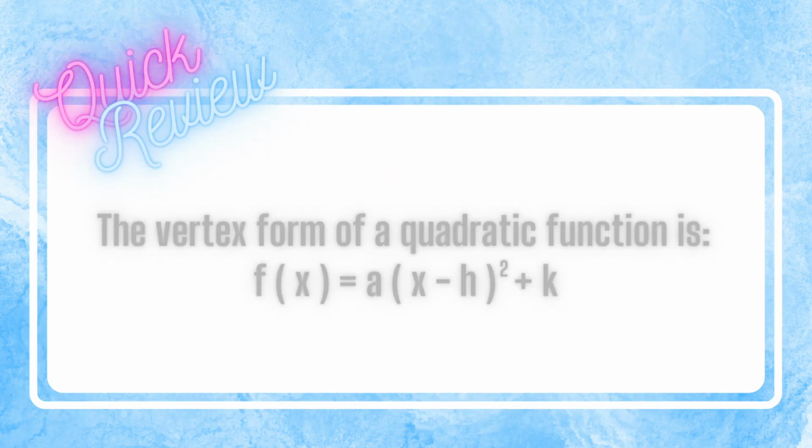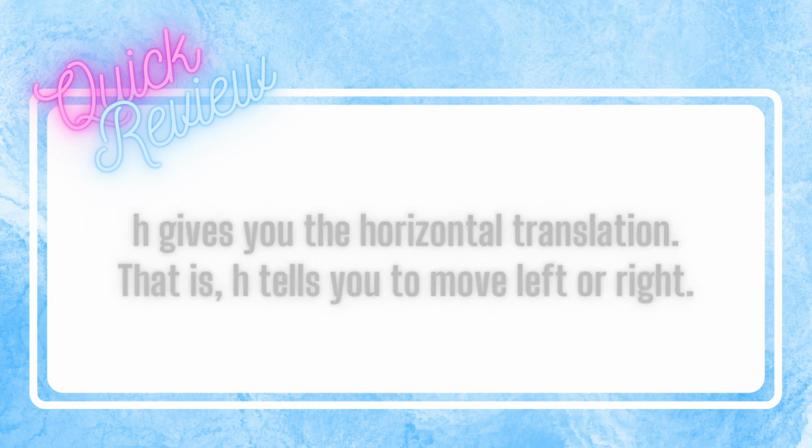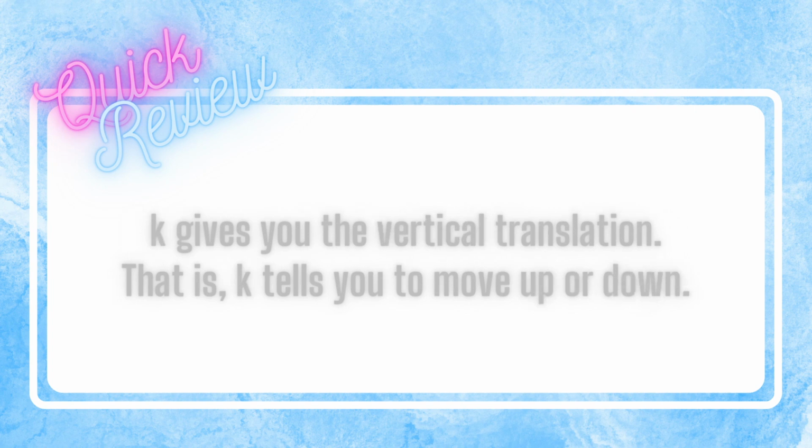The vertex form of a quadratic function is f of x equals a times x minus h quantity squared plus k. In this lesson, we still ignored a, but focused on both h and k. H gives you the horizontal translation. It tells you to move left or right. And k gives you the vertical translation. It tells you to move up or down.